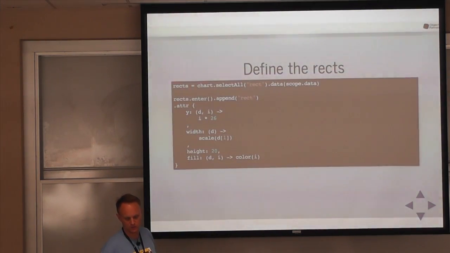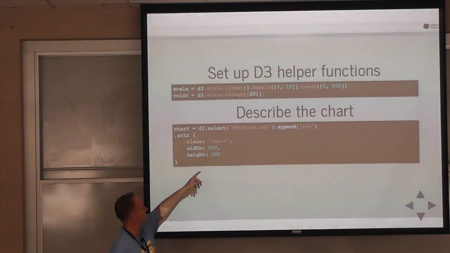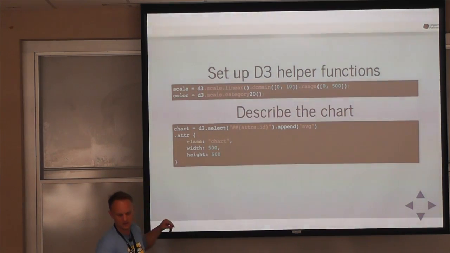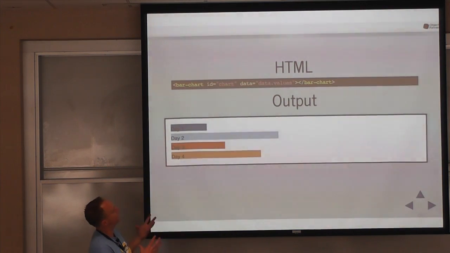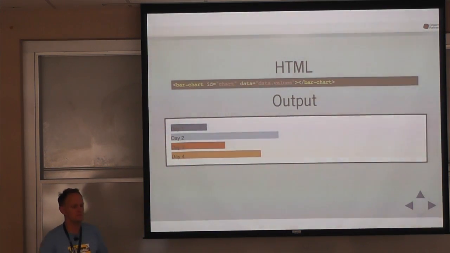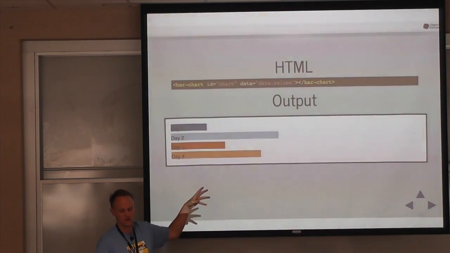I'm passing in that ID here, so when I'm doing the select, you'll notice in my HTML here, I don't have anything with that ID. There's nothing here that says this is where the chart goes. It's going where the bar chart element is.